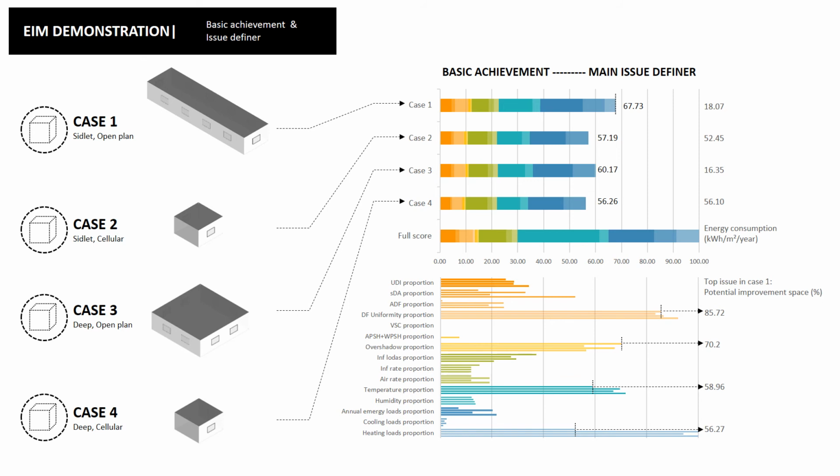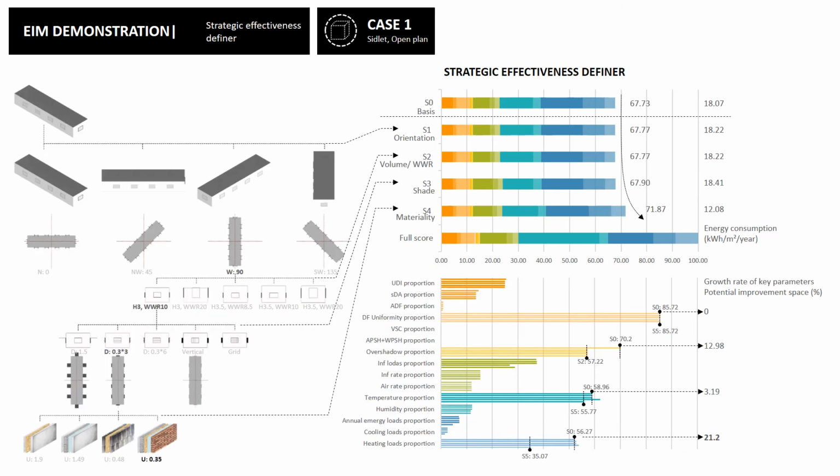For example, the comparison of the basic achievement score from different layouts shows case 1 in the rectangular open plan gets the highest score of 67.73. Moreover, in case 1, the performance comparison shows the effectiveness of environmental strategies, which includes orientation, rim volume, window and wall ratio, shading type, materiality, and construction layer in the simplified optimization process.